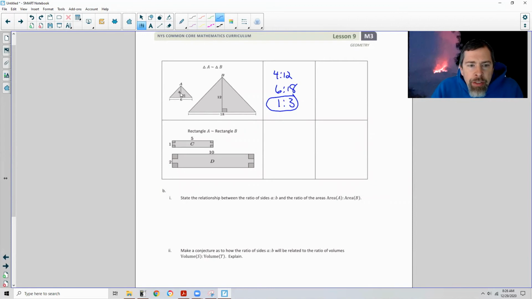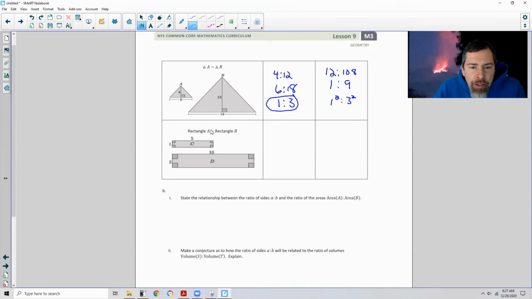Now when I find the area, 6 times 4 is 24. Half of 24 is 12. And 12 times 18, well, 18 times 10 is 180, plus 2 more, which would be 36, would be 216. Half of 216 is 108. So 12 goes into 12 one time, and 12 times 9 is 108. 1 is 1 squared, and 9 is 3 squared. Okay, so you see a pattern starting to appear here.